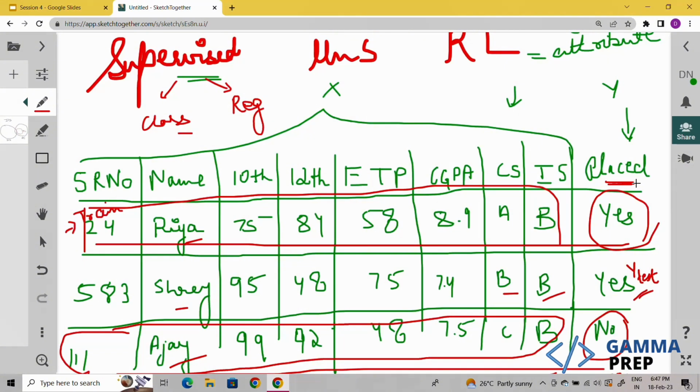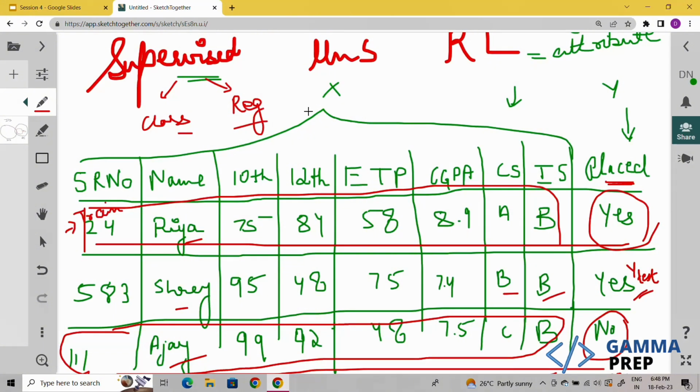So in classification, we have some fixed number of categories to predict. It's not that they can only be two, they can be multiple also. For example, let's say we are predicting the grade. Grade could be A, B, C, D or E. So in classification, our target attribute is a categorical variable, that is, it has a fixed number of categories.